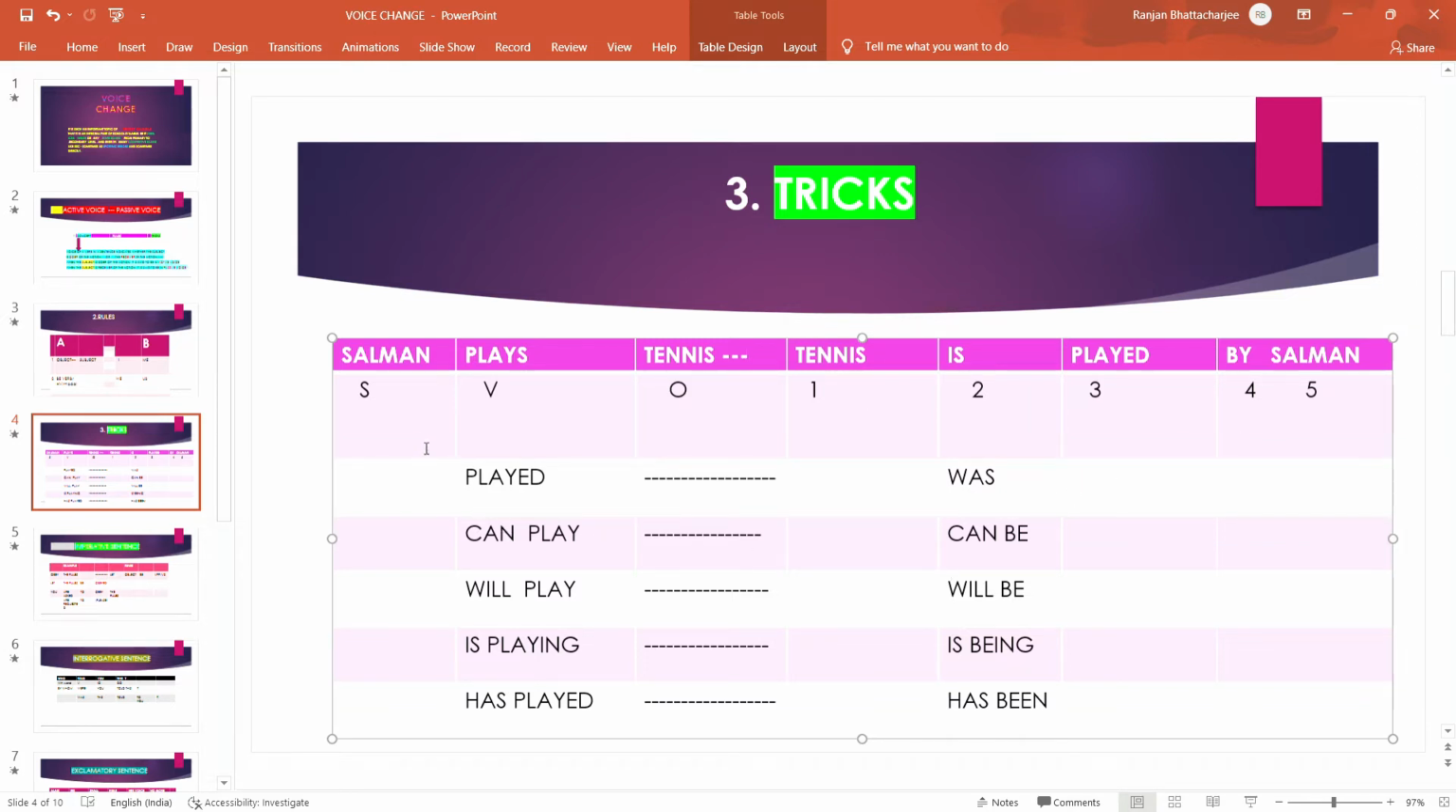And if the sentence is "Salman is playing tennis," then the main verb is in continuous tense. If the main verb is in continuous tense, generally "being" is used after the helping verb, and the other part remains the same. So "tennis is being played by Salman." And if it is "Salman was playing tennis," in the past tense, then naturally whatever be verb is used in active voice, the same be verb will go to passive voice.